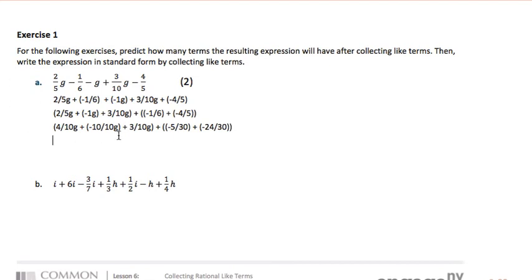And now we can add. We have two positive terms here. 4/10 plus 3/10 is 7/10. And 7/10 plus negative 10/10 is negative 3/10 g. I didn't factor my g out, but hopefully you remember how to do that. And then adding the constants, negative 5/30 plus negative 24/30 is negative 29/30. And that would be our final answer.